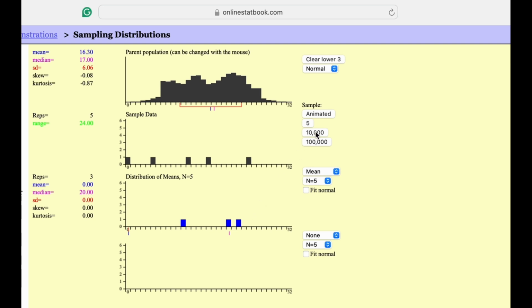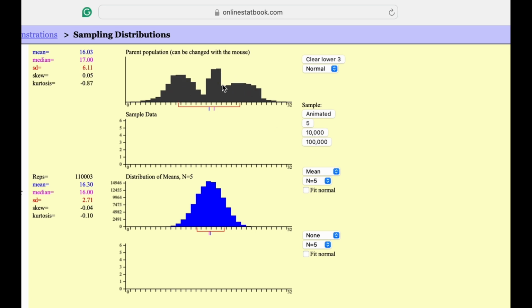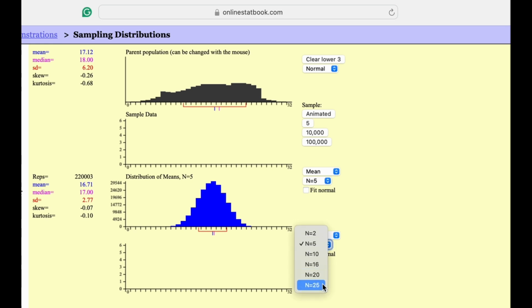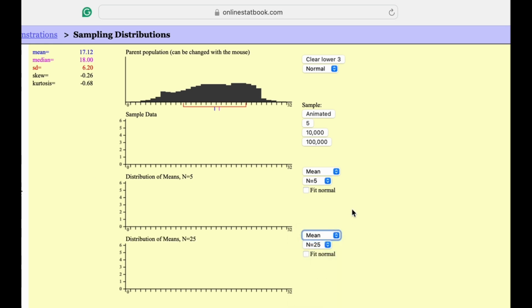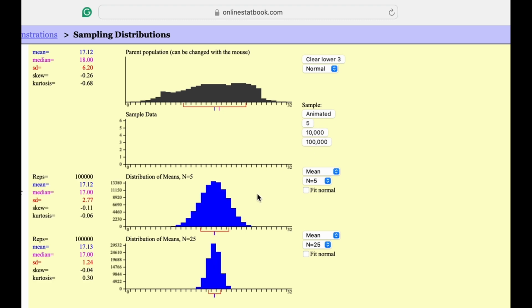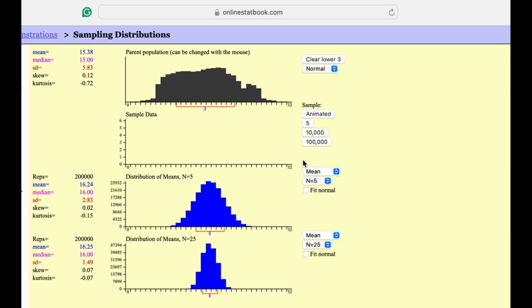Let's do this 10,000 times. That's what you get. Let's do it 100,000 times. I can change the distribution here, but regardless of what distribution you have, you still have the normal bell curve. This is for sample size 5. What happens if the sample size is 25? Let's visualize, doing it 100,000 times. That's what we get. Let's change the distribution again. That's what we have.